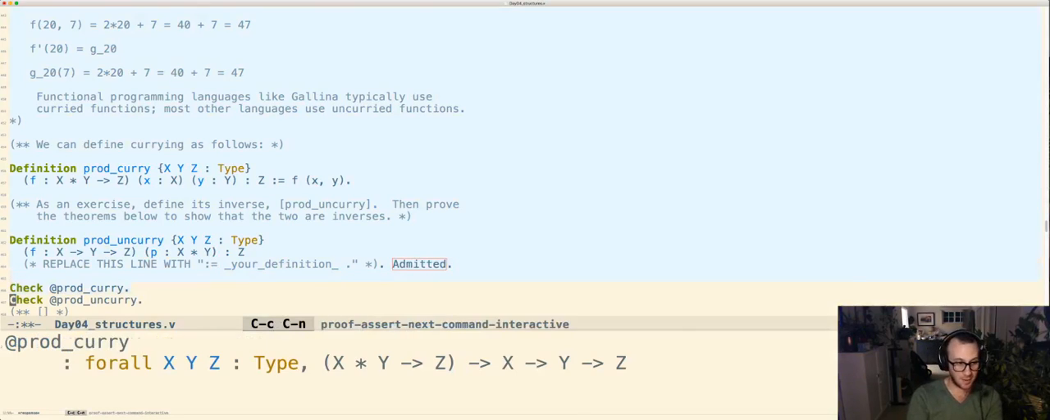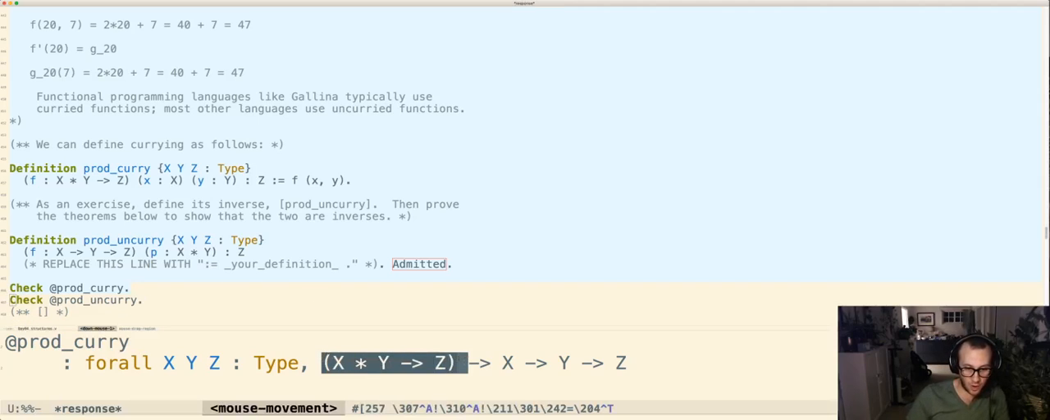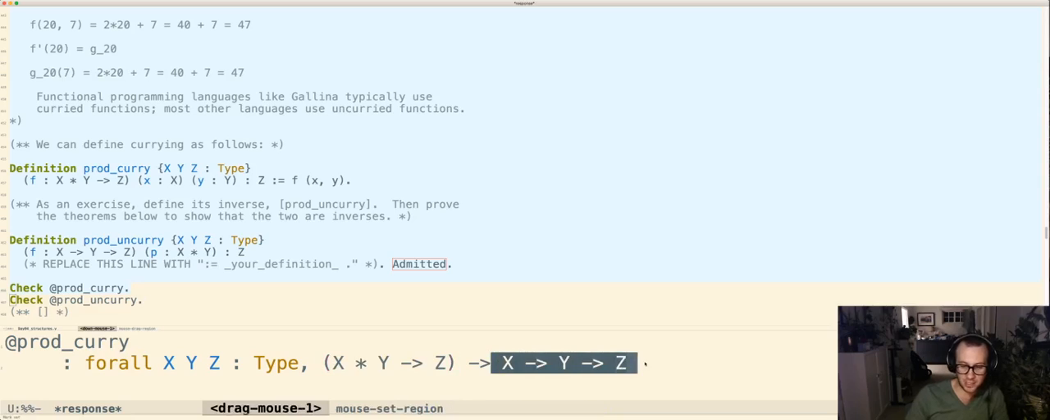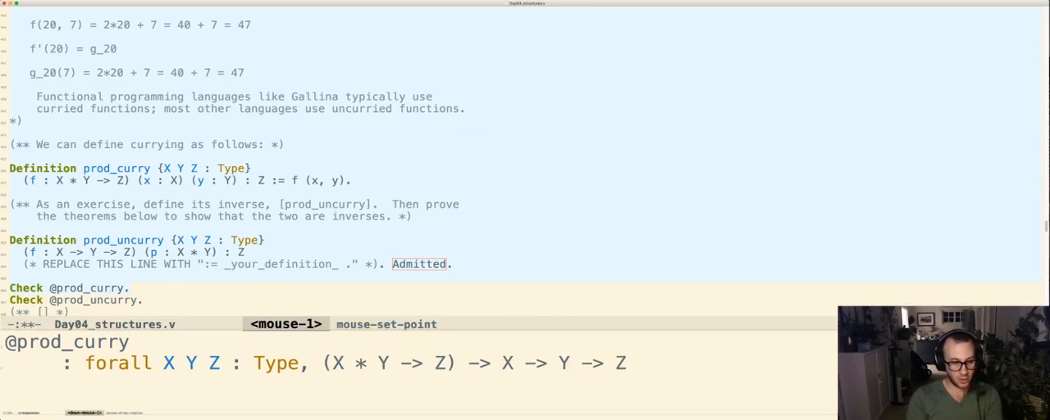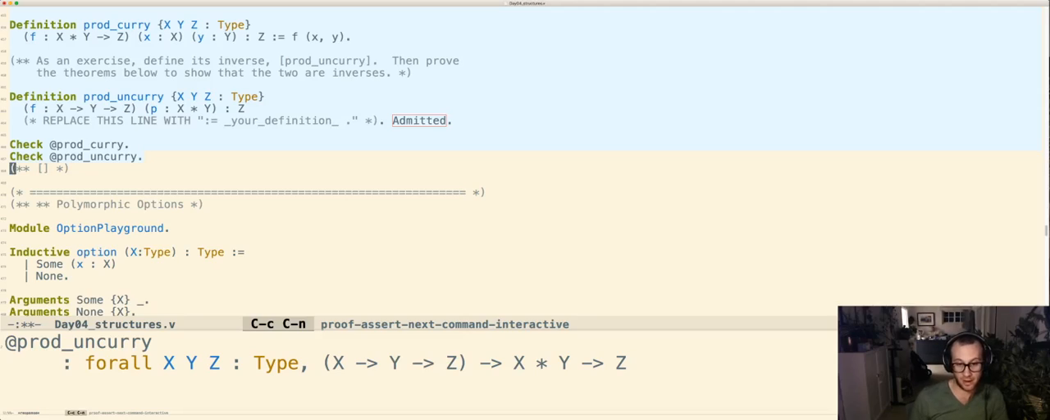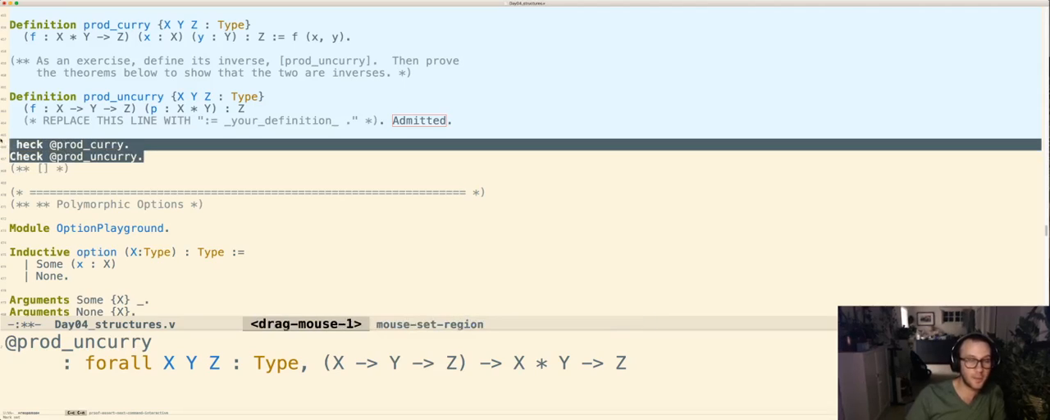Okay, and we can check the types of these things. So curry says, give me an x times y arrow z function, and I'll give you an x arrow y arrow z function. Uncurry goes the other way. Give me an x arrow y arrow z function, I'll give you an x times y arrow z function. These two views are sort of equivalent. A thing that we'll be able to prove later on is that these two form an isomorphism, that they are inverses of each other.